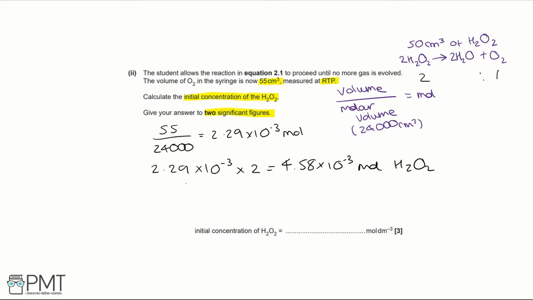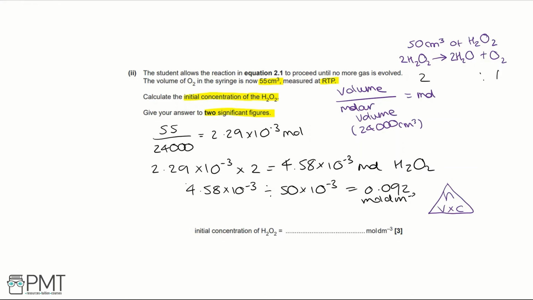Then we are working out concentration. So we're going to use the equation triangle N over V times C. So that would be number of moles, 4.58 times 10 to the negative 3 divided by 50 times 10 to the negative 3, because we've taken volume, or 50 centimeters cubed, converted it to decimeters cubed, which gives us a concentration of 0.092 moles per decimeter cubed, which we can then write on the answer line.